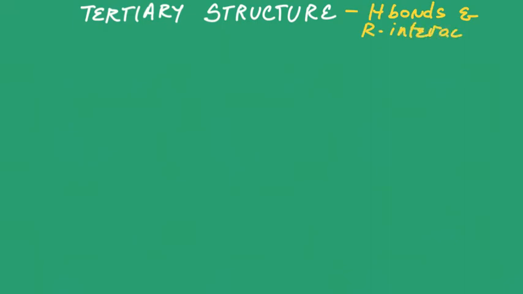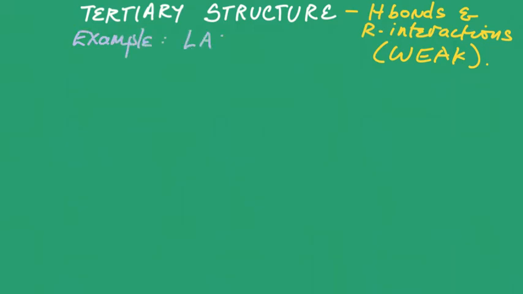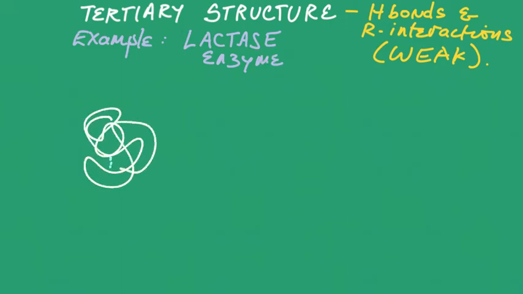A single cell contains thousands of enzymes, and enzymes exist in the tertiary structure. As we remember, the tertiary structure is held together by H bonds and R interactions. These are weak bonds and can be easily broken down by high temperature and changes in pH. Let's take the example of lactase.